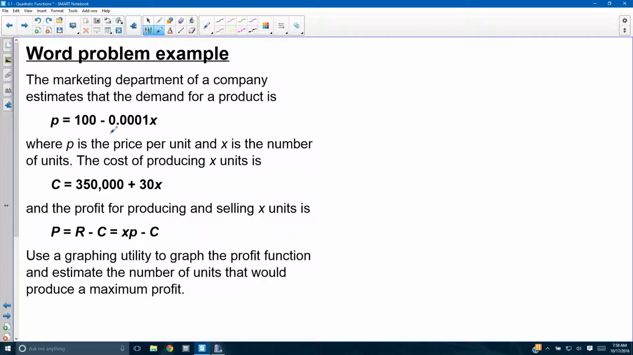Okay, last one. The marketing department of a company estimates that the demand for a product is this right here, where P is the price per unit and X is the number of units. Don't worry, I'll go over this in a bit. The cost of producing X units is $350,000 plus 30X, that's cost. And the profit for producing and selling X units is this right here. Use a graphing utility to graph the profit function and estimate the number of units that would produce a maximum profit.